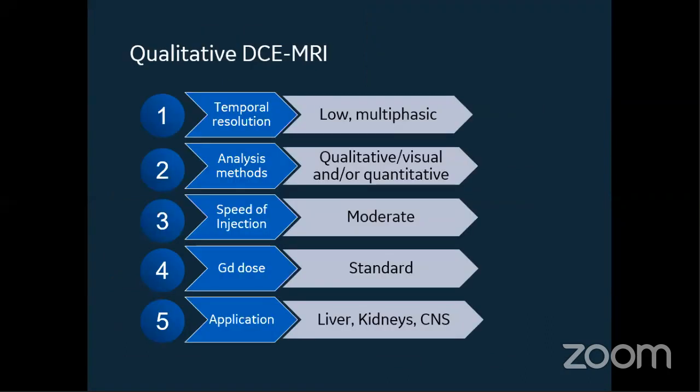And the main points about qualitative dynamic contrast enhancement from the temporal resolution point of view: it is low or multiphasic. Analysis is qualitative or visual, and therefore speed of injection is low or moderate. Gadolinium dose again is standard or according to the manufacturer labeling, and applications are liver, kidneys, and some central nervous system lesions.